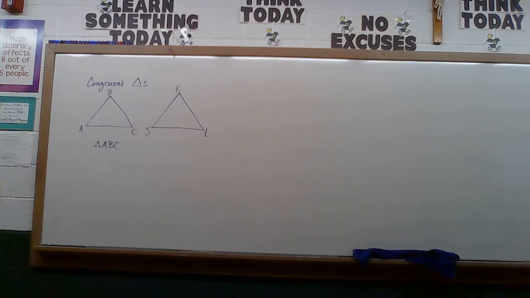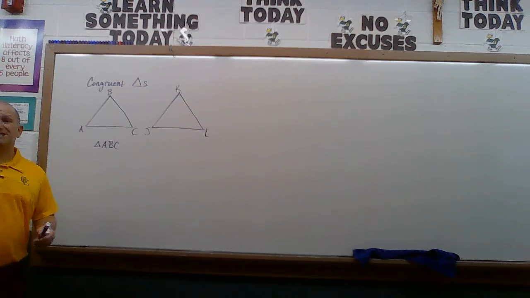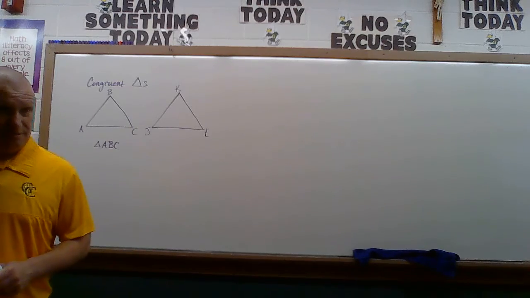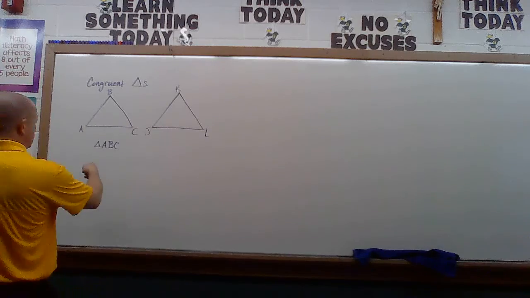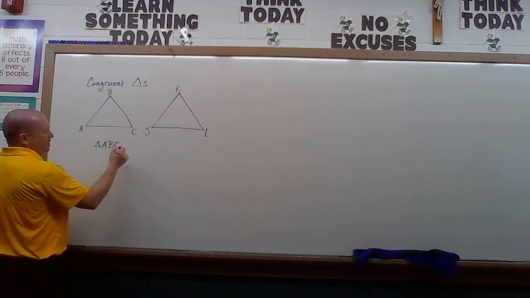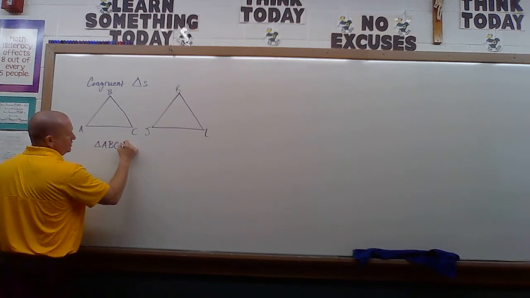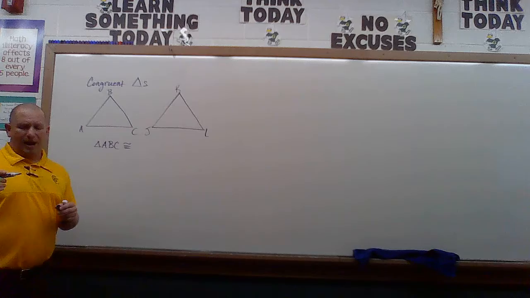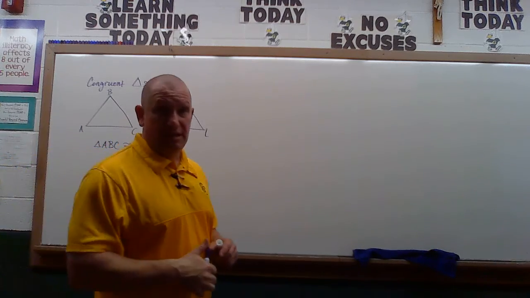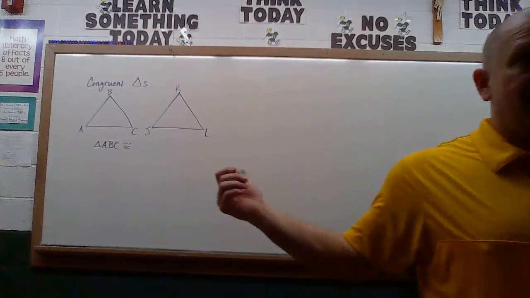Okay, what's corresponding mean again? It works together. Okay, they go together or they're in the same spot. Okay, so what's our symbol for congruent again? Equal sign with a squiggly line. Okay, so let's write triangle ABC, and then let's write our equal sign with our squiggly, so we're gonna say it's congruent.